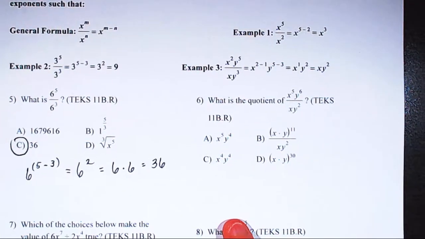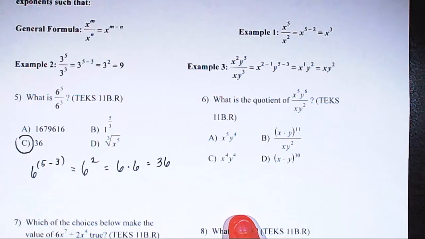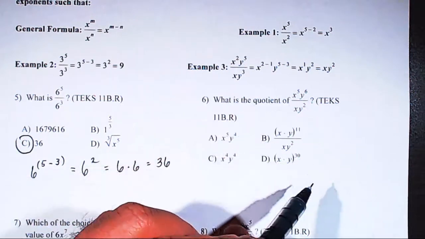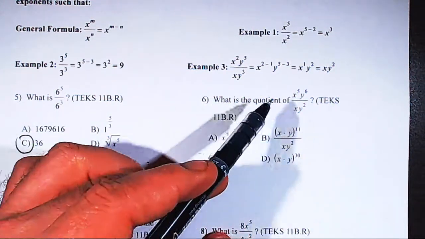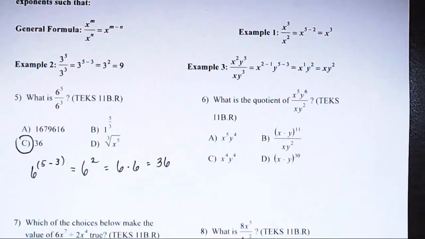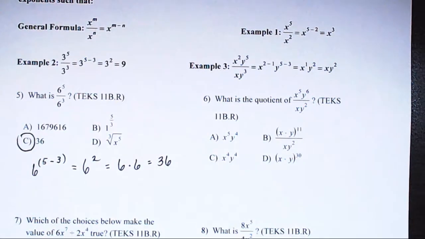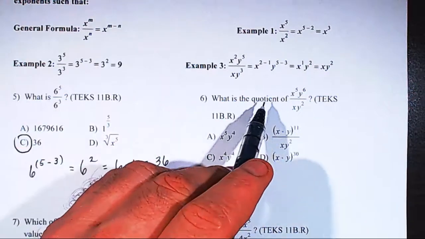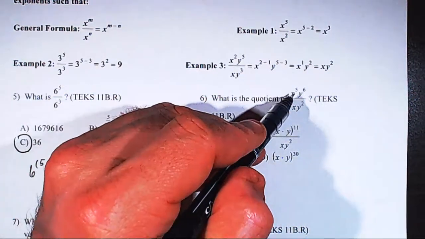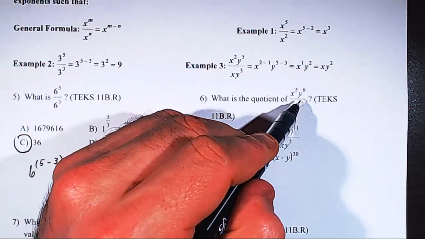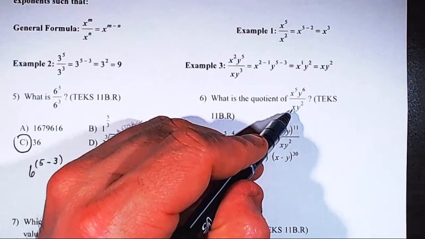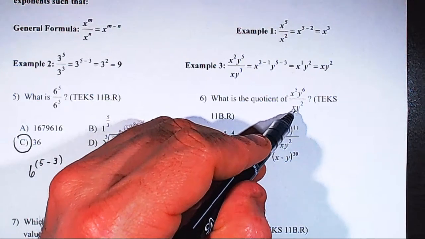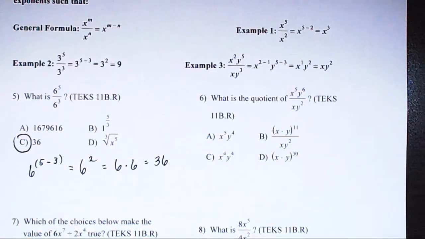Due to a little printing error in an earlier edition of this assignment, students were presented with an identical question here, but number 6 was intended to be this question, so we'll solve this question here in this video. What is the quotient of x raised to the 5th times y raised to the 6th divided by x times y raised to the 2nd?